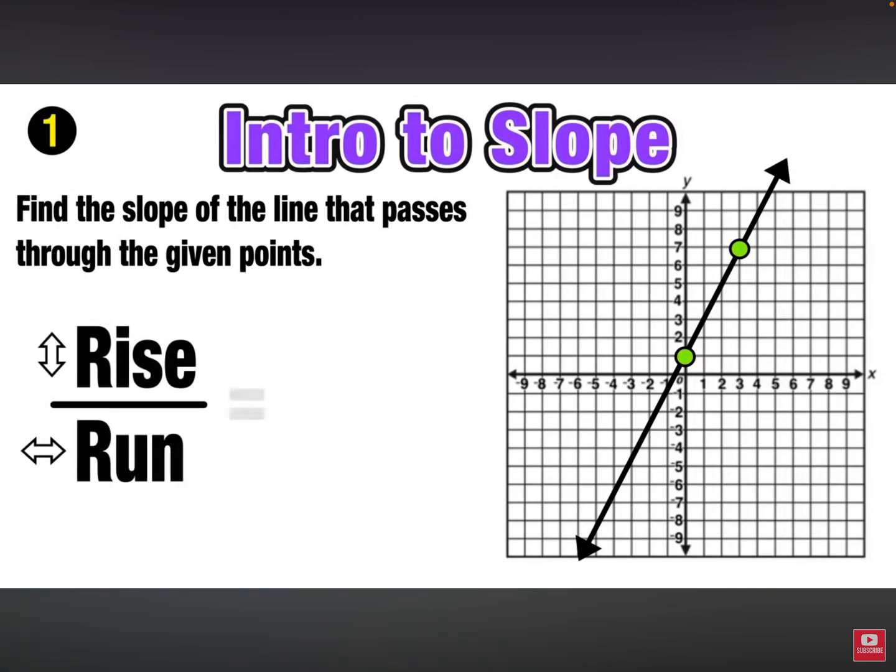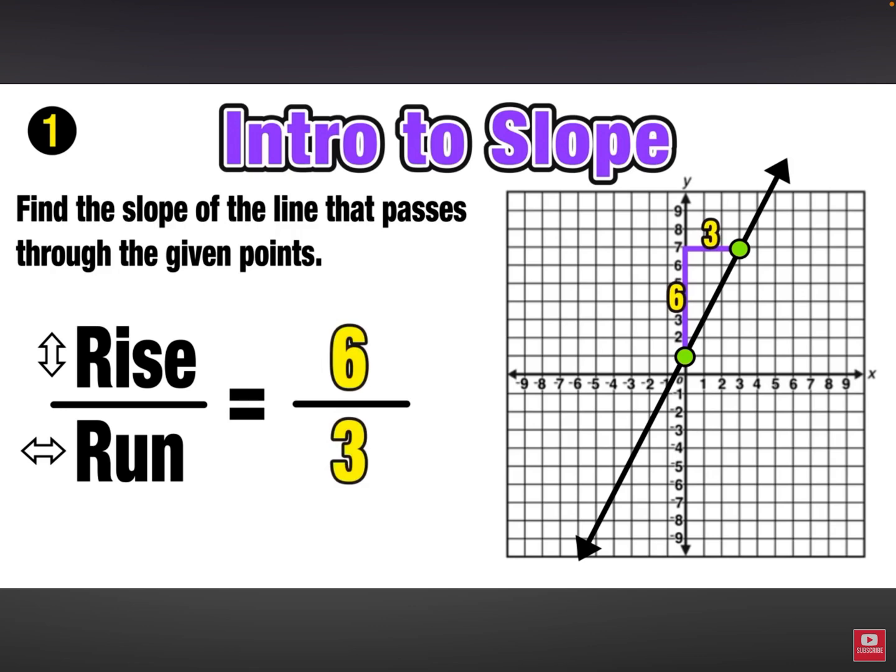We want to find the slope of the line that passes through the given points that are shown on the graph here. Now we know that slope is rise over run, so we want to find the rise over run between those 2 points. So let's go ahead and build our staircase. This line has a positive slope, so I'm going to rise up a certain number of units and then run over to the right to get from point to point and then count. My rise is 6 and my run is 3.